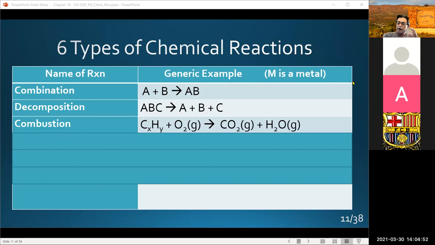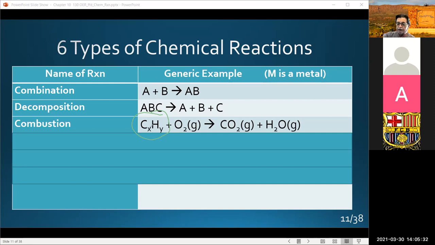Combustion reaction. We're only going to be concerned about one type of combustion reaction, and that is the combustion of what are called hydrocarbons. And that's what these are. Hydrocarbons are essentially compounds that have nothing but carbon and hydrogen. That's it. The gasoline you use to fuel your vehicle, the majority of the material that burns is hydrocarbons. They're made up of nothing but carbon and hydrogen.